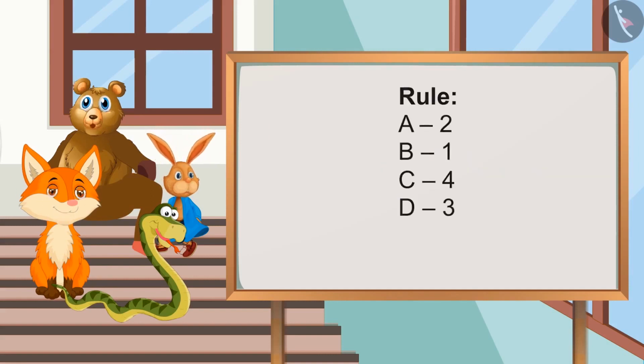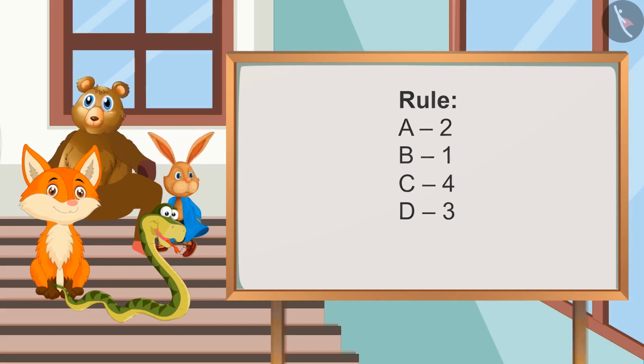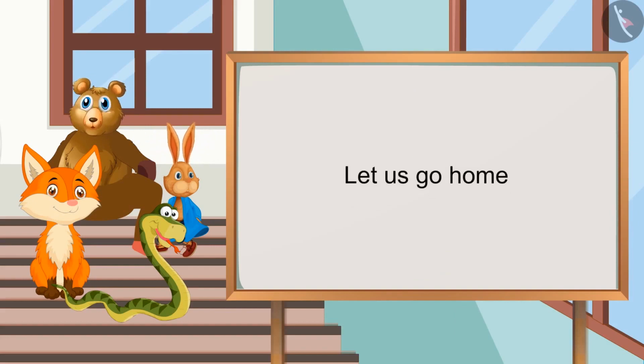If we put alphabets in this order, 2 for A, 1 for B, 4 for C, 3 for D, etc., then how will we write "Let us go home" in number code?